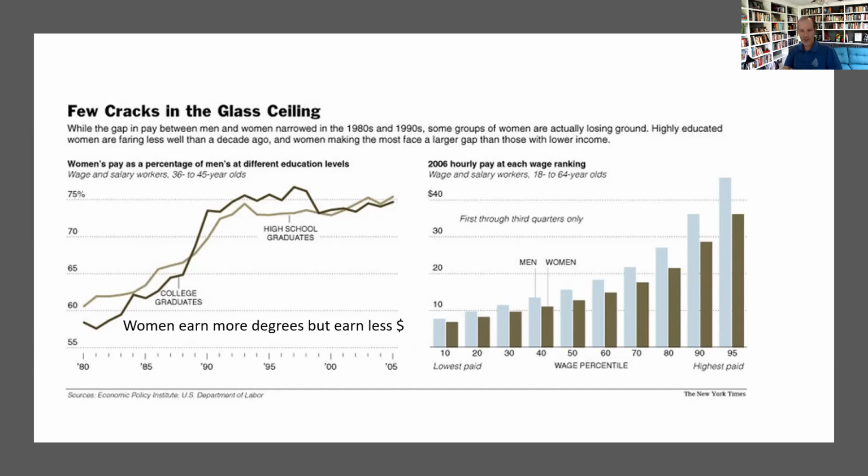And then we could look at this other chart here. This compares men and women in different wage percentiles. And in all of the wage percentiles, men earn more money than women. And then the difference tends to increase as you go up to the highest paid category. So at the 95th, 90th percentile, men are making significantly more than women. At the lower end, the difference is not quite as stark.